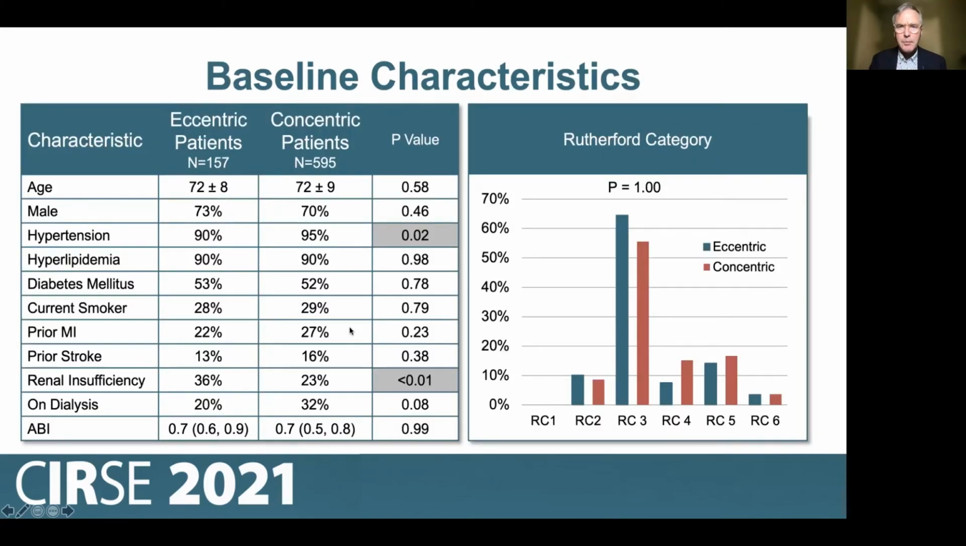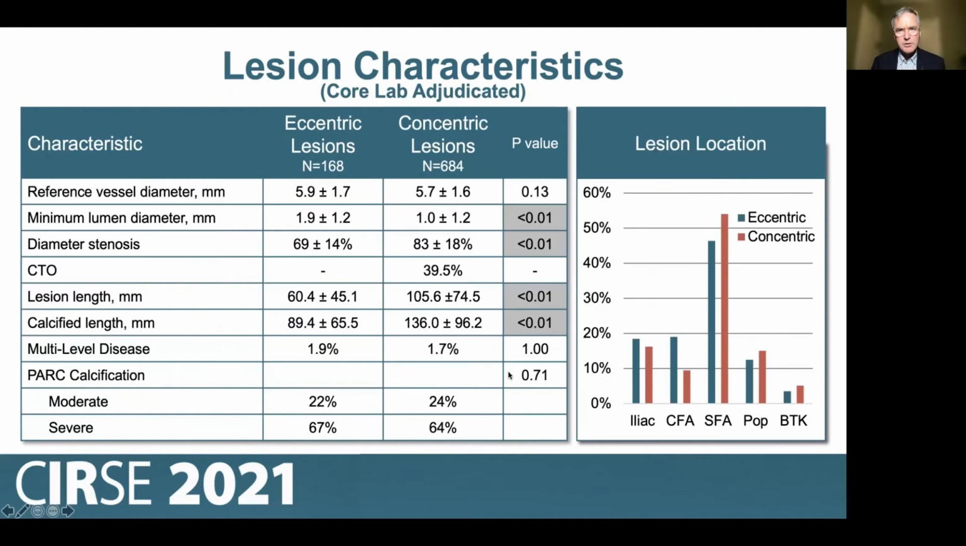If we have a look at the baseline characteristics of this interim analysis, you can see that the majority of patients, 595, had concentric lesions and 157 eccentric, well matched in terms of comorbidities, although interestingly, there was a higher incidence of renal insufficiency in the eccentric patient group. In terms of symptom severity and Rutherford category, this was well matched between the eccentric and concentric patient groups.